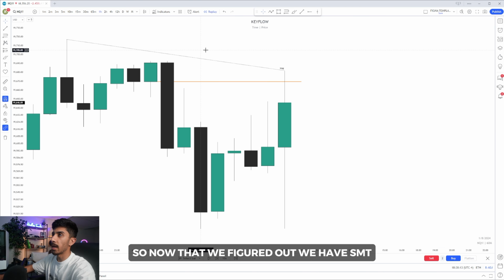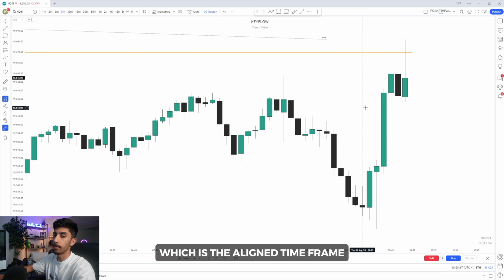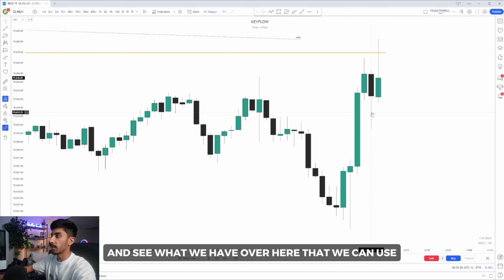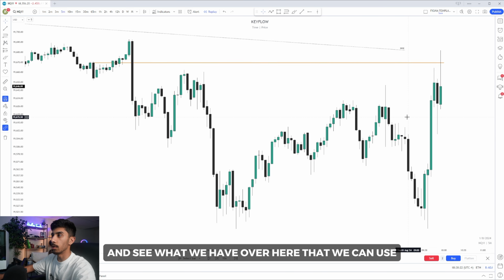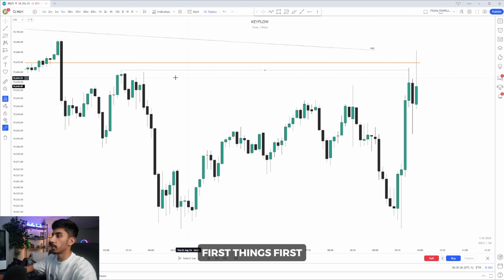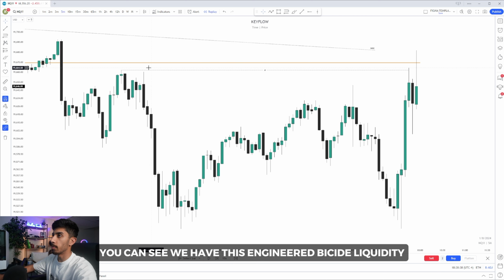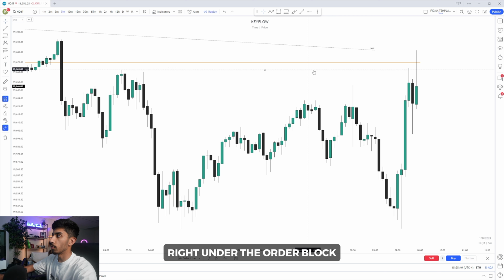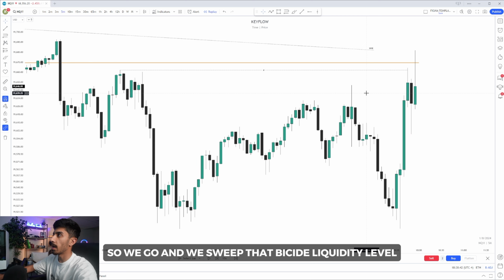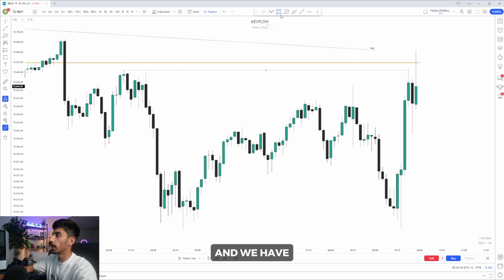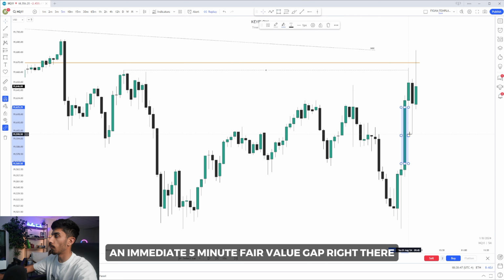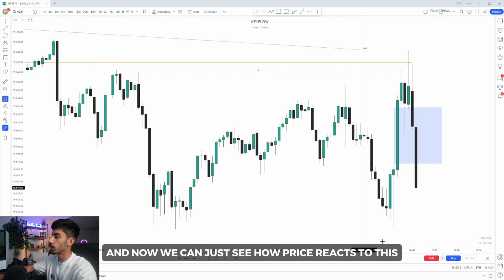So now that we figured out we have SMT, here's the 1 hour order block. We can go down to a 5-minute time frame, which is the aligned time frame, and see what we have over here that we can use for our entries. First things first, you can see we have this engineered buy side liquidity right under the order block. So we go and we sweep that buy side liquidity level, and we have an immediate 5-minute fair value gap right there. And now we can just see how price reacts to this fair value gap.